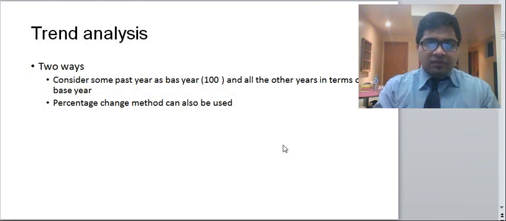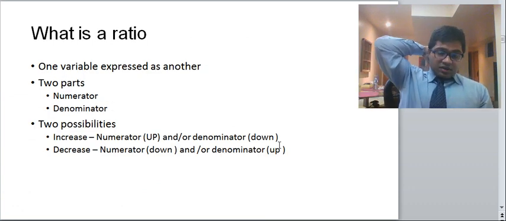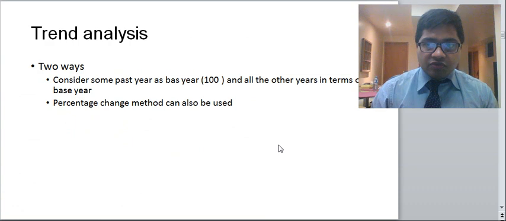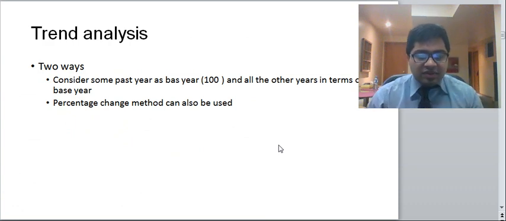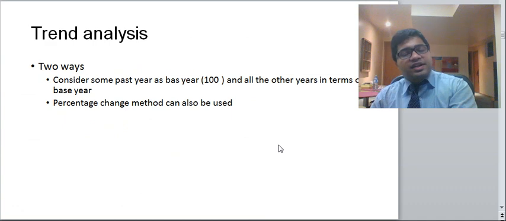Okay. Now before we move to ratios, one thing is, along with this, a percentage change method can also be used, but the book says that the percentage method is more complex to create, so trend is widely used.